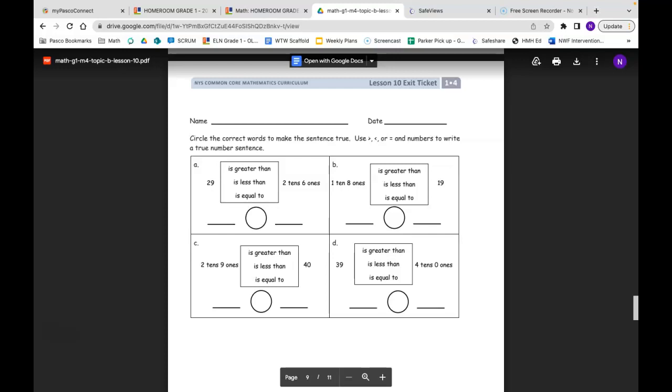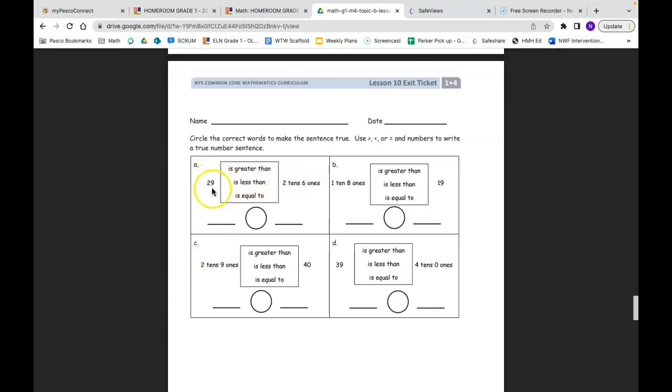So we've been comparing numbers to figure out which one is greater or less than or equal to. So you're going to do the same kind of thing on this exit ticket today. The only difference is you are going to be looking at these two numbers, okay? Some are written in that standard form, some are written as tens and ones, okay? So you're going to need to look at the numbers on each side of this box.